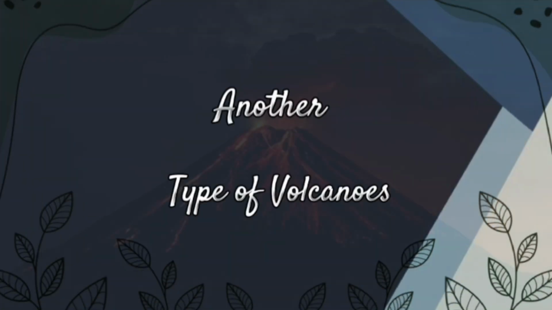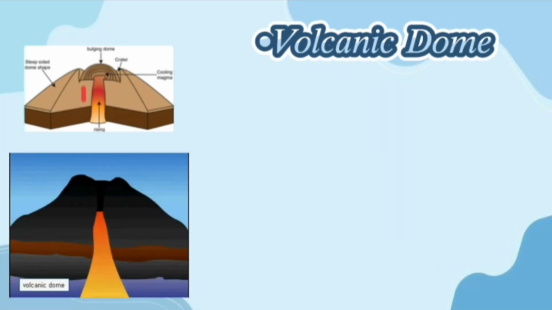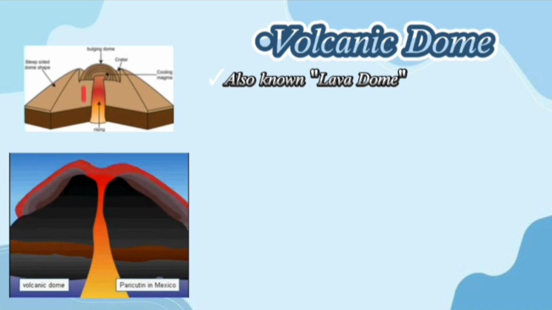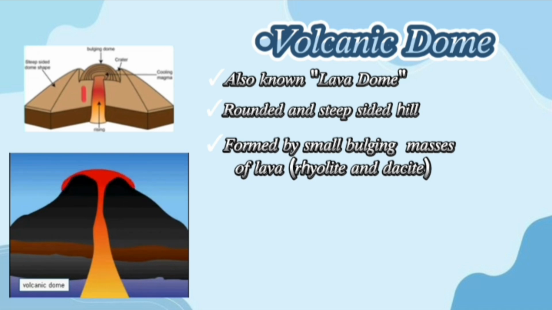So this is another type of volcano: the volcanic dome, which is also called the lava dome. A volcanic dome is a rounded and steep-sided hill that is formed by small bulging masses of lava, primarily composed of either rhyolite or dacite.